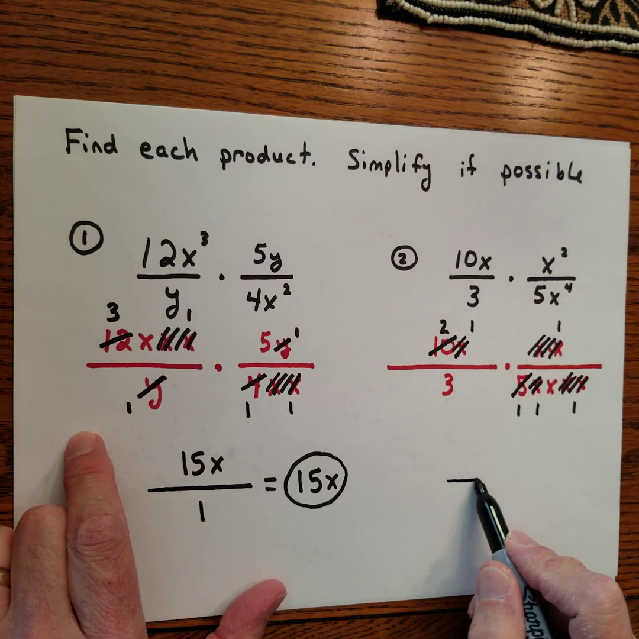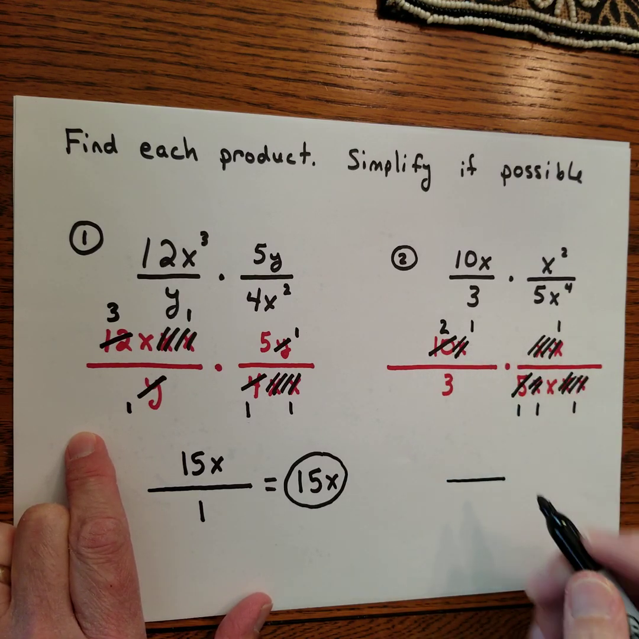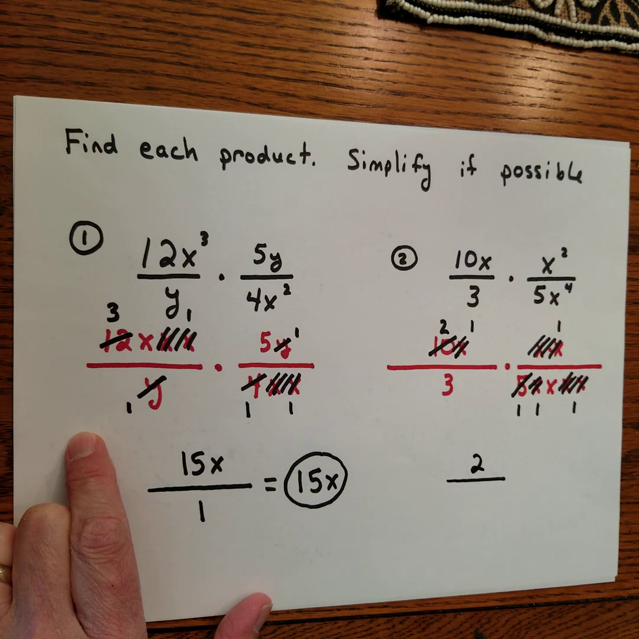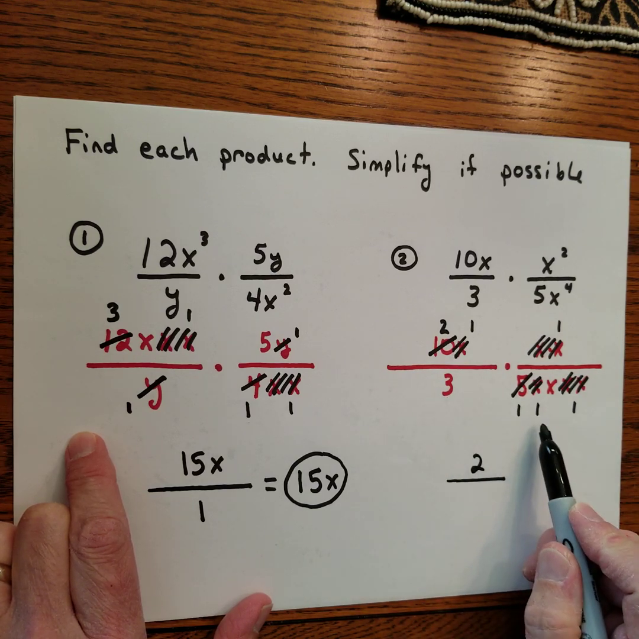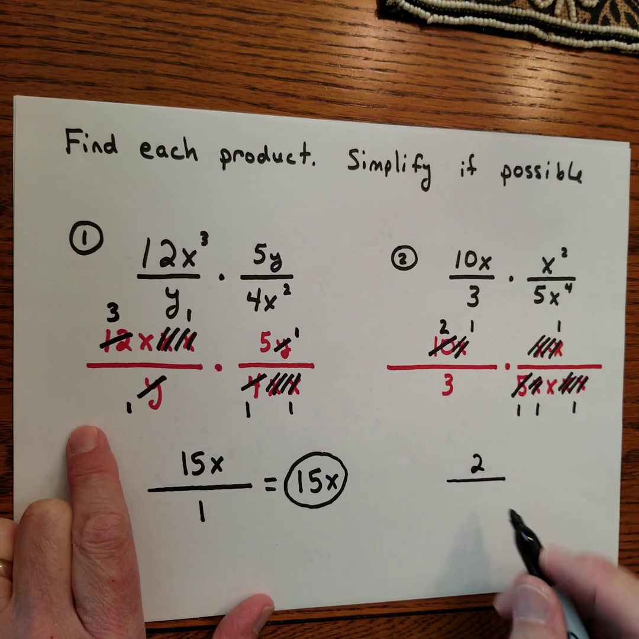All right, now what's left? In the top, 2 times 1 times 1. In the bottom, 3 times 1 times 1 times x times 1. That's a 3 and an x.